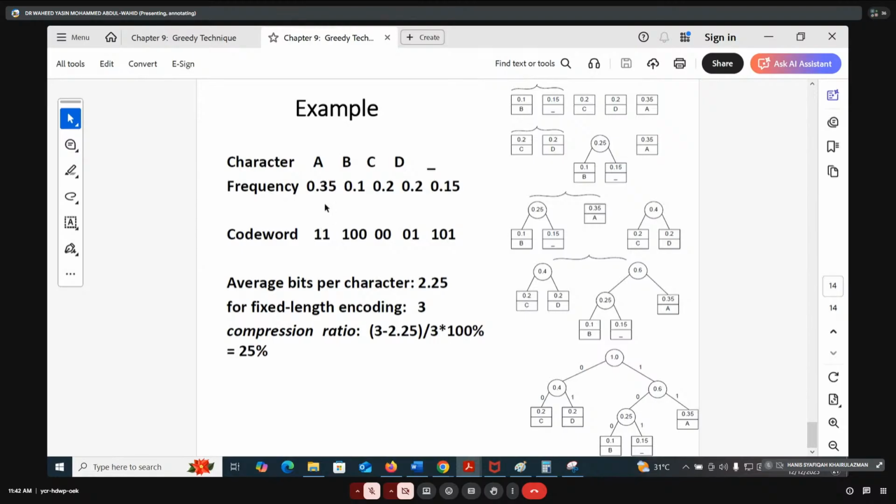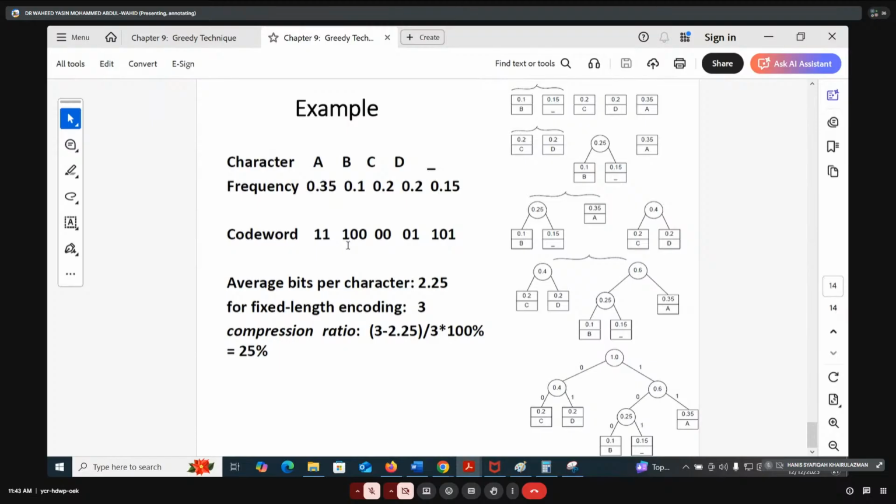So here, look here. A, what is A? 1, 1. B, 1, 0, 0. C, what is C? 0, 0. D, 0, 1. Underscore, 1, 0, 1. Okay, this is the same as the example I gave you, but in my example, I think it's more clear than this one.